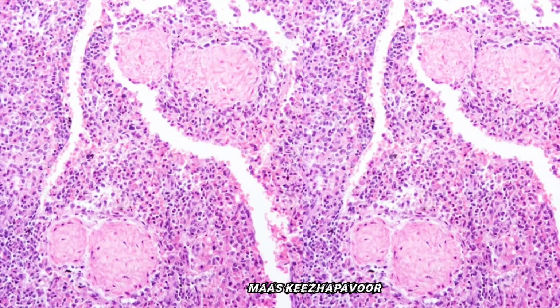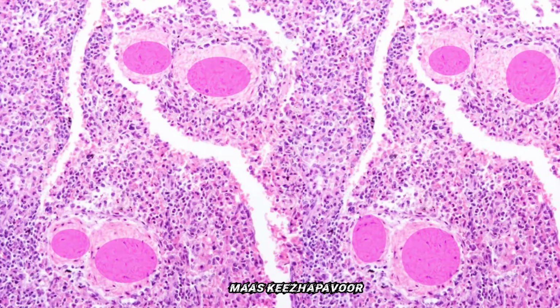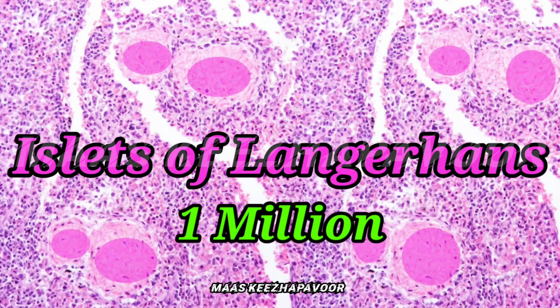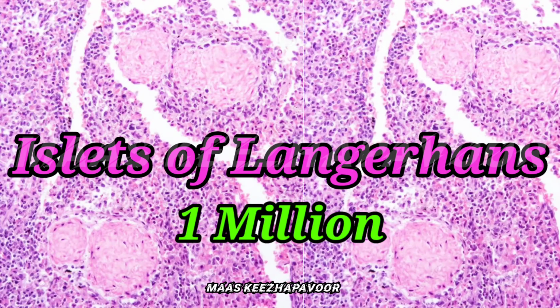The endocrine part of the pancreas is embedded within the exocrine part, and they are numerous in the tail of pancreas. The collection of cells of endocrine part is called as islets of Langerhans. There are about 1 million islets present in the human pancreas.